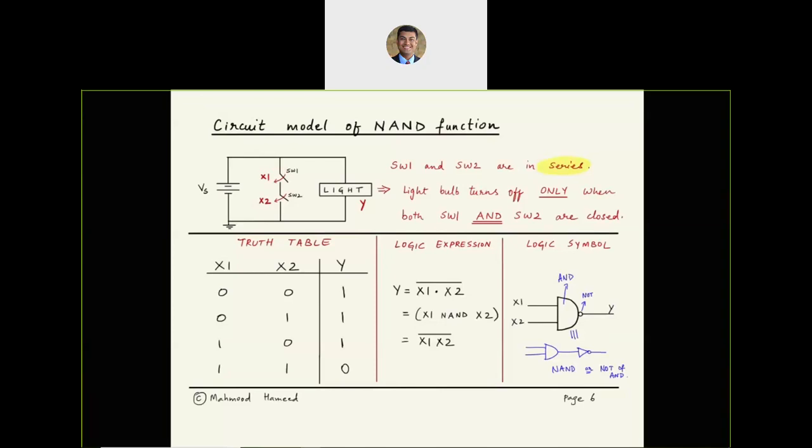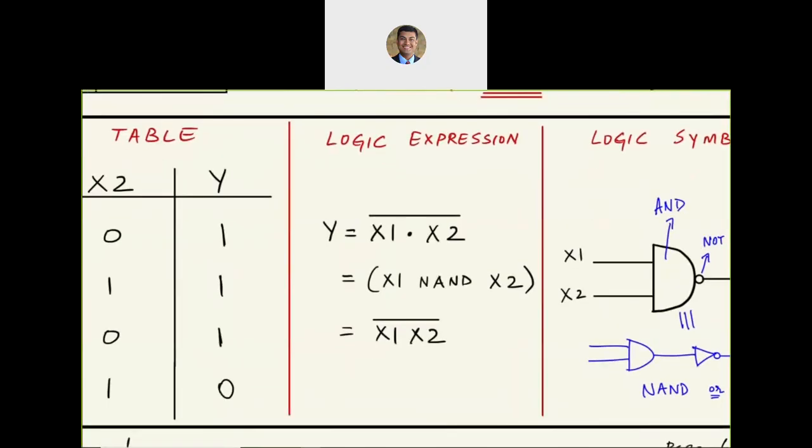How do we represent that using an expression? Well, we have X1 and X2, and then because we are complementing or inverting the output, we are just going to use that bar sign to represent that inversion. So X1, X2, and a bar over both of them. That's going to be the logic expression to express the output Y.